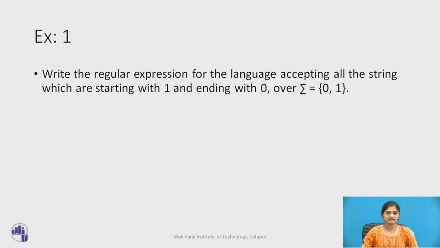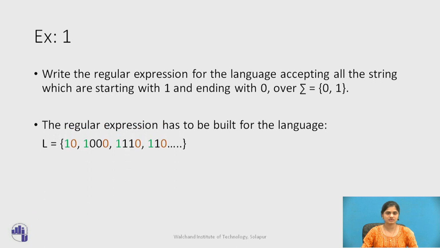Example 1. Write the regular expression for the language accepting all the strings which are starting with 1 and ending with 0 over the alphabet with symbols 0 and 1. So the students can pause the video and write down the answer for the question. Firstly, we have to write the language for the given question. Starting with 1 and ending with 0, we can have 10, 1000, 1110, 110, etc. All such strings will come into the language.